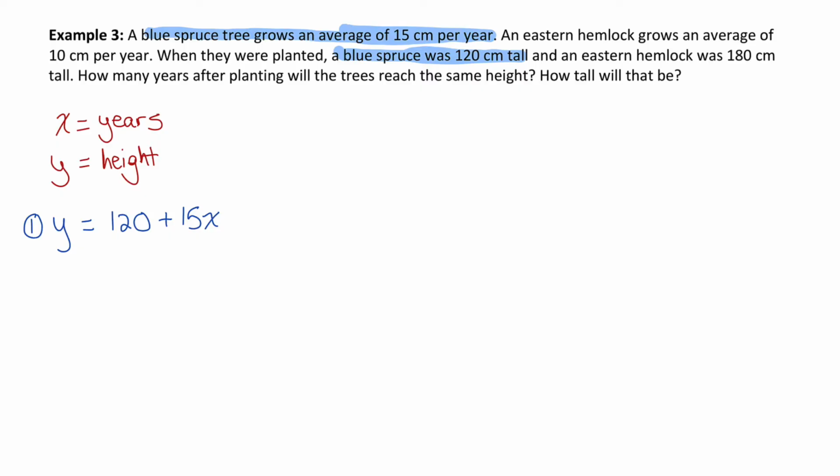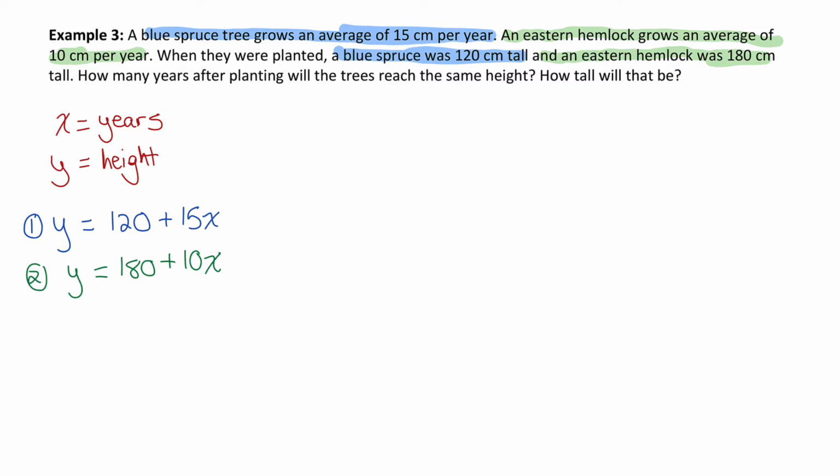And then if I make an equation for the height of the eastern hemlock, I know the eastern hemlock grows at an average of only 10 centimeters per year, but it does start off at a taller height when it's planted. It starts off at a height of 180 centimeters. So its total height, y, would be equal to its initial height, 180, plus it's going to grow 10 centimeters every year, x, after it's been planted.